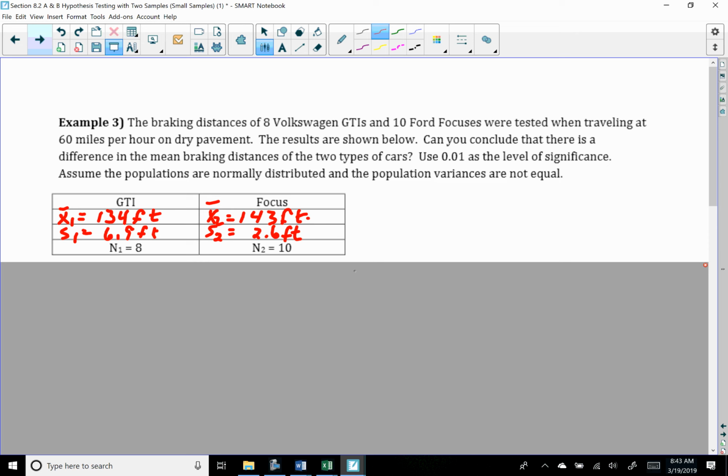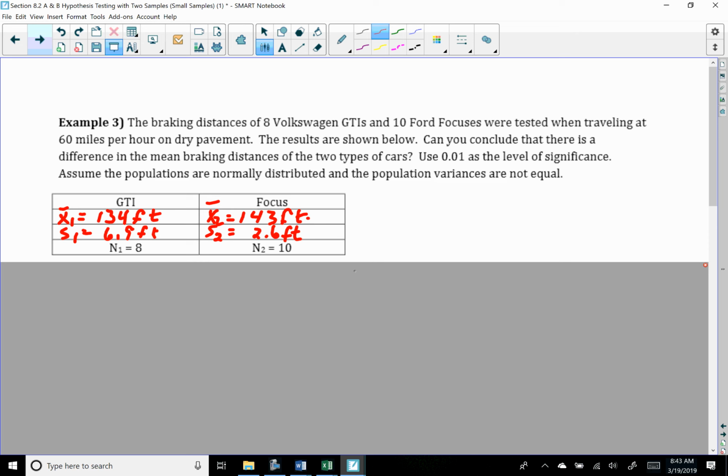Let's try it out. Full-blown test. Example 3. The braking distances of 8 Volkswagen GTIs and 10 Ford Focuses were tested when traveling at 60 miles per hour on dry pavement. The results are shown below. Can you conclude that there is a difference in the mean braking distances of the two types of cars? Use 0.01 as the level of significance. Assume the populations are normally distributed and the population variances are not equal.